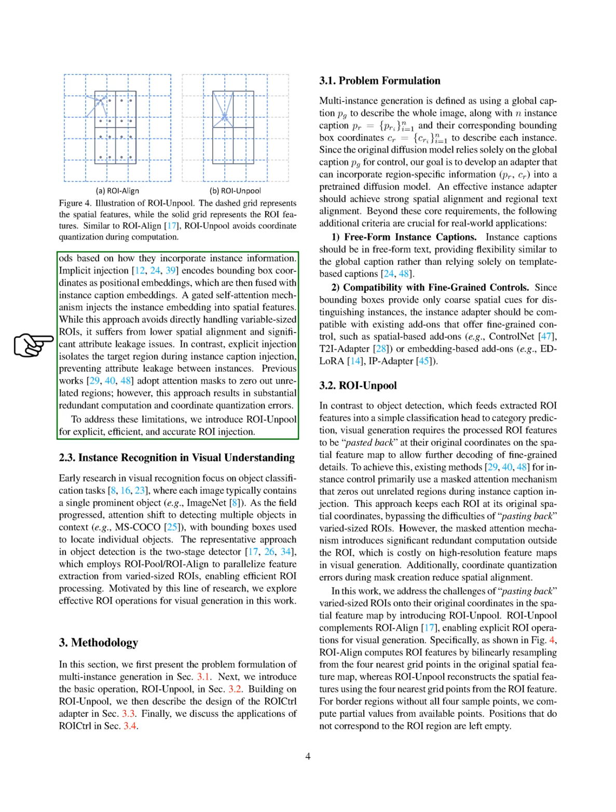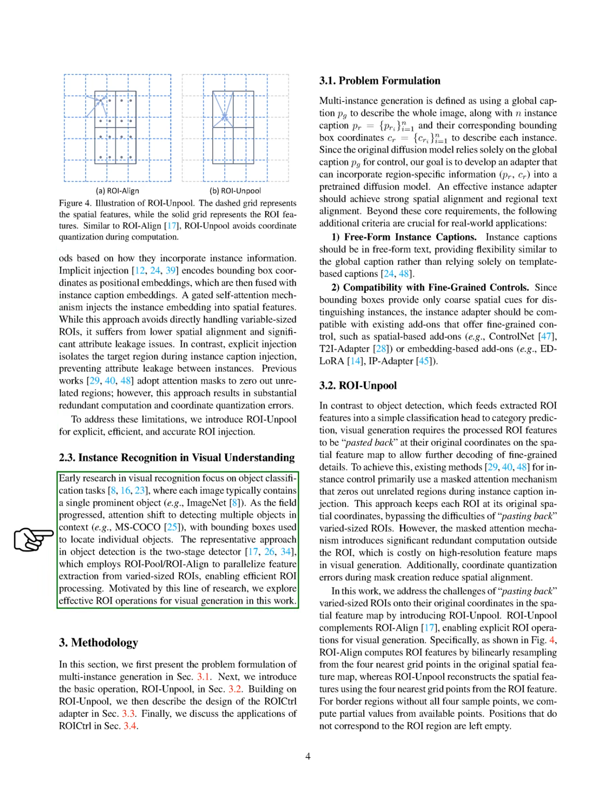We also touch on instance recognition in visual understanding. Early studies concentrated on object classification, typically involving a single prominent object per image. As the field evolved, the focus shifted to detecting multiple objects in context, using bounding boxes for individual object localization. The two-stage detector is a key method in object detection, utilizing ROI pool or ROI align to streamline feature extraction from variously sized ROIs.